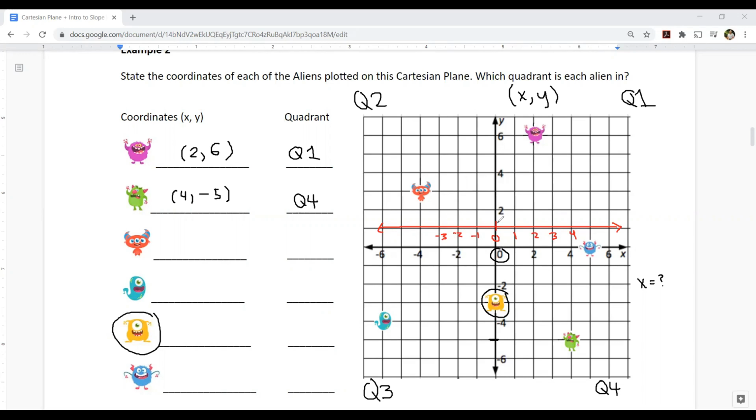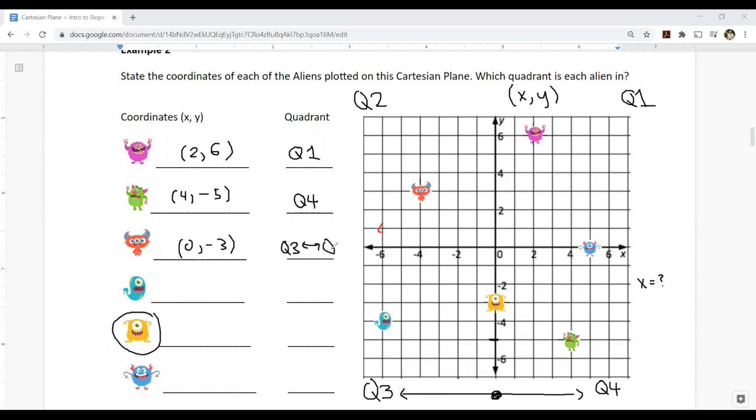On the y-axis, using the same concept of the number line, we remember that this goes from bottom to top, or top to bottom. We see that it falls on -3. Therefore, the coordinates for our Mike Wazowski imposter, or the yellow alien, is going to be 0, -3. Now, because it falls right in the middle, we could say that this one is actually in between quadrant 3 and quadrant 4.